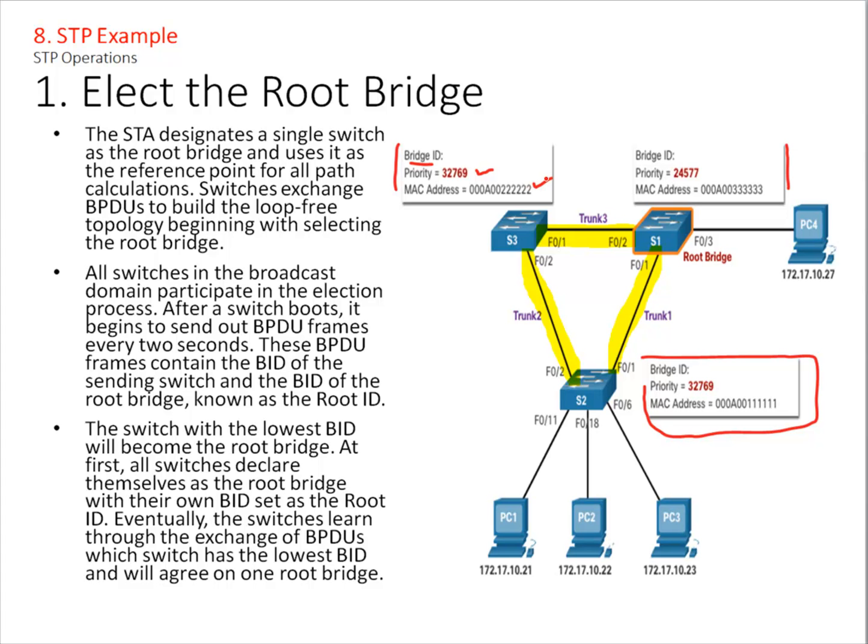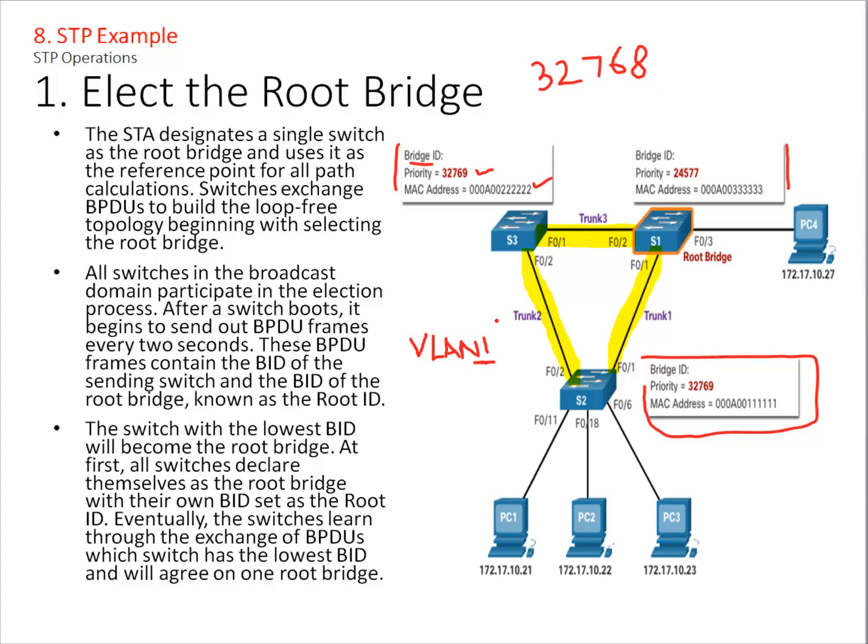But what does extended system ID mean? By default, all three switches are going to be in VLAN 1. So 1 is the extended system ID. And 32,768 is the default priority value.